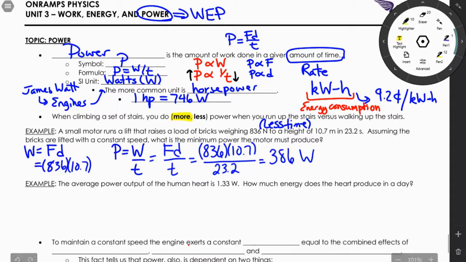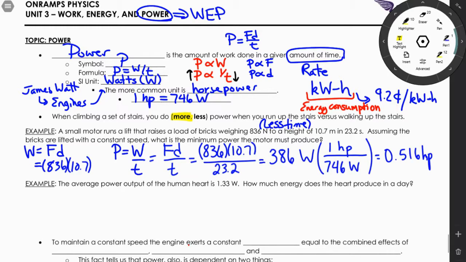386 watts. Right now, sometimes they may ask you to convert this to horsepower, and so you just say, okay, 1 HP is 746 watts, which is going to tell you that this motor is 0.516 horsepower, which is a very common motor, especially if you like a pool pump. Pool pumps have motors on them, and you can get a quarter, a half, 1 or 1.5 horsepower motor to run that pump.